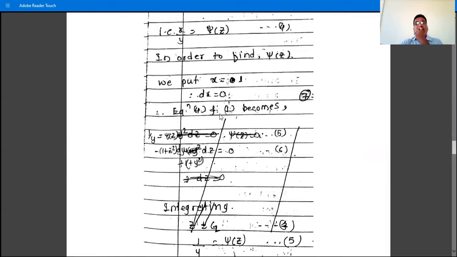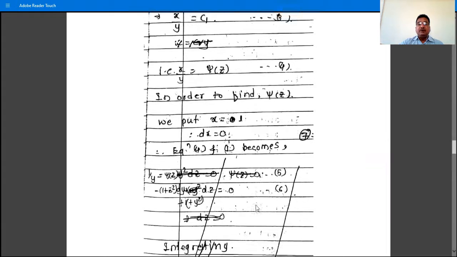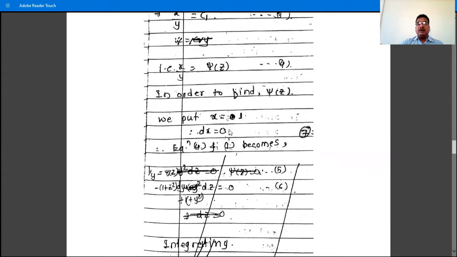Therefore equation 4 becomes 1 by y is equal to psi z. If you substitute x equal to 0, then psi z is 0. And if you substitute x as 1, then dx is 0. So in order to find psi z, substitute x as 0 or 1 or 2. That depends on the example.